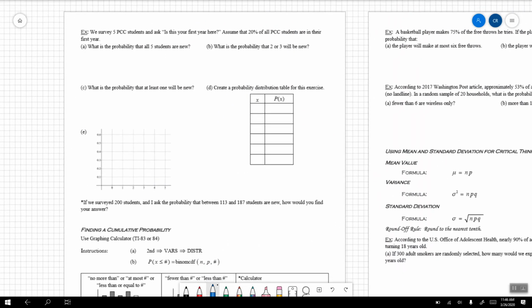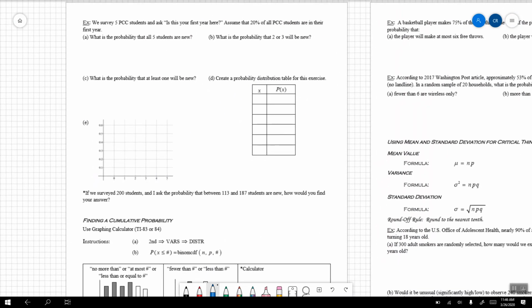Let's go to the next example. On this next example, it says that we survey 5 PCC students and ask, is this your first year here? Assume that 20% of all PCC students are in their first year. All right, awesome. So let's go through the task of trying to see if this is a binomial distribution.